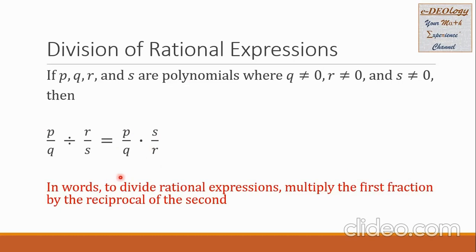In words, to divide rational expressions, multiply the first fraction by the reciprocal of the second. And the final answer is, we multiply the numerator by numerator, which becomes PS. We multiply denominator by denominator, and the answer is QR.